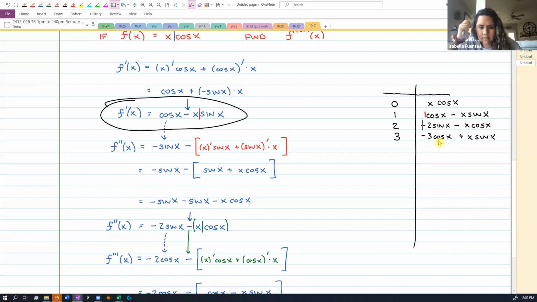That should be sine. It looks like it's switching, right? 4 cosine, sine, cosine x, sine. 4, maybe -4, I don't know. We need to do another derivative to really see it.